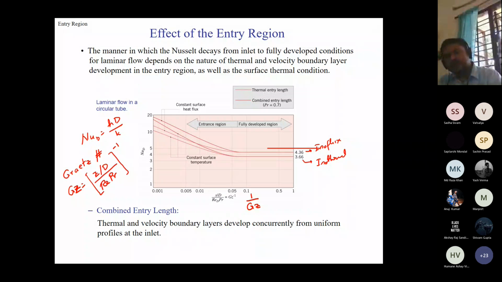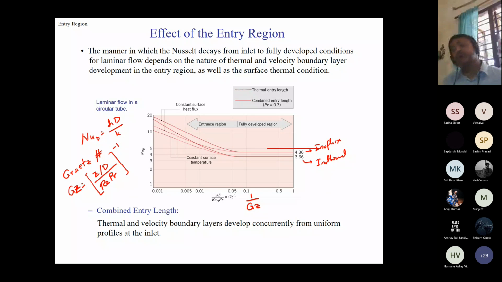You may ask, what does that mean? Combined entry length and thermal entry length. Combined entry length is when the tube is heated throughout. And thermal entry length is when the flow is already fully developed, but now you have started heating.